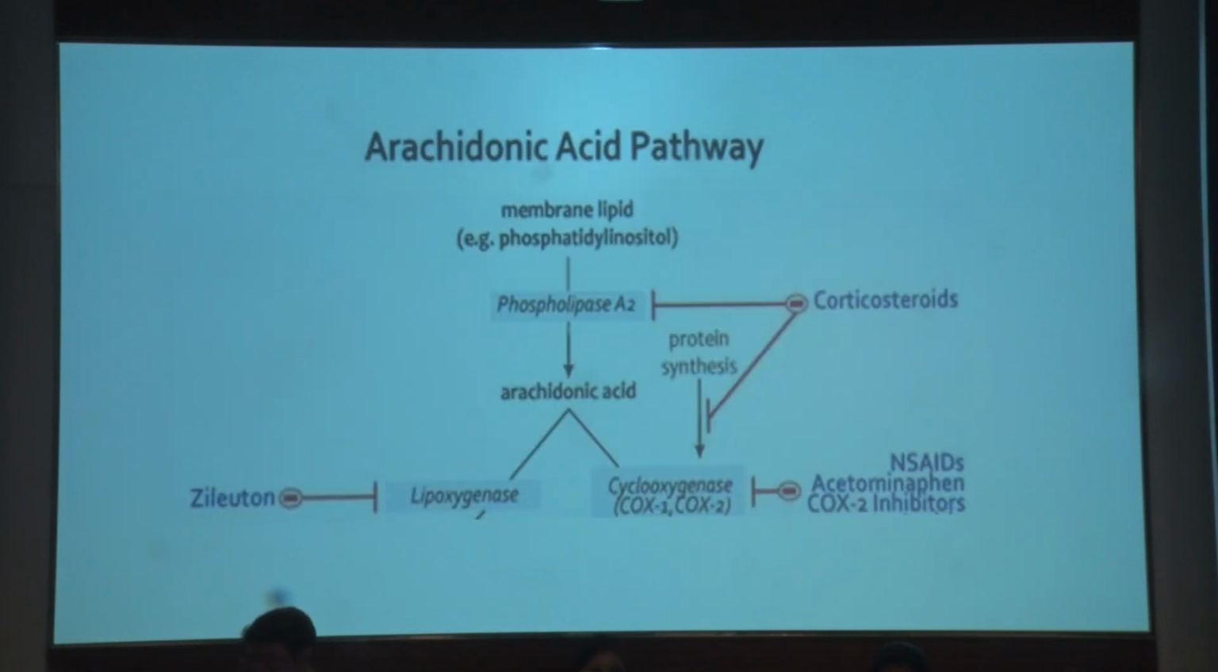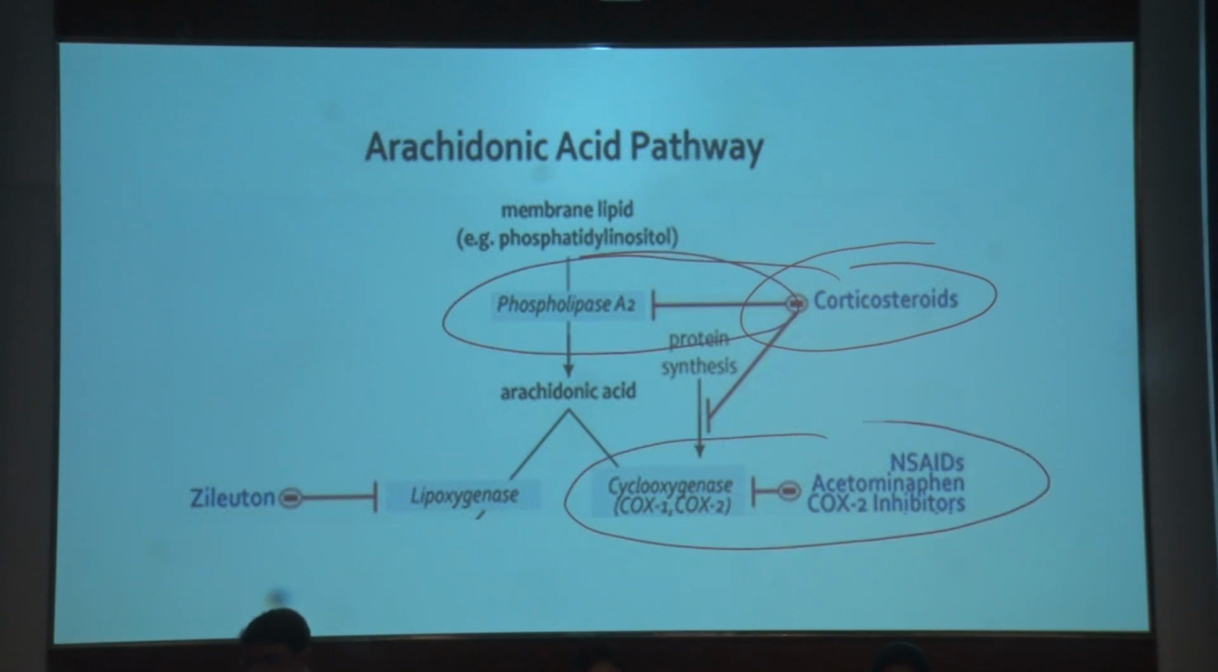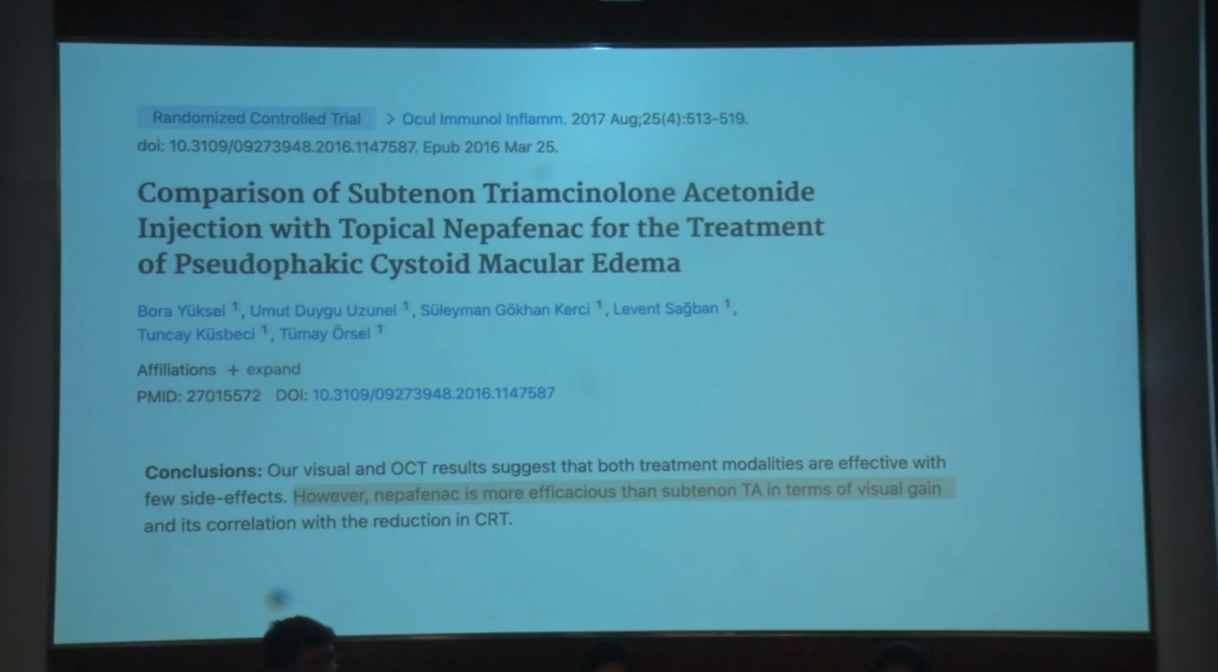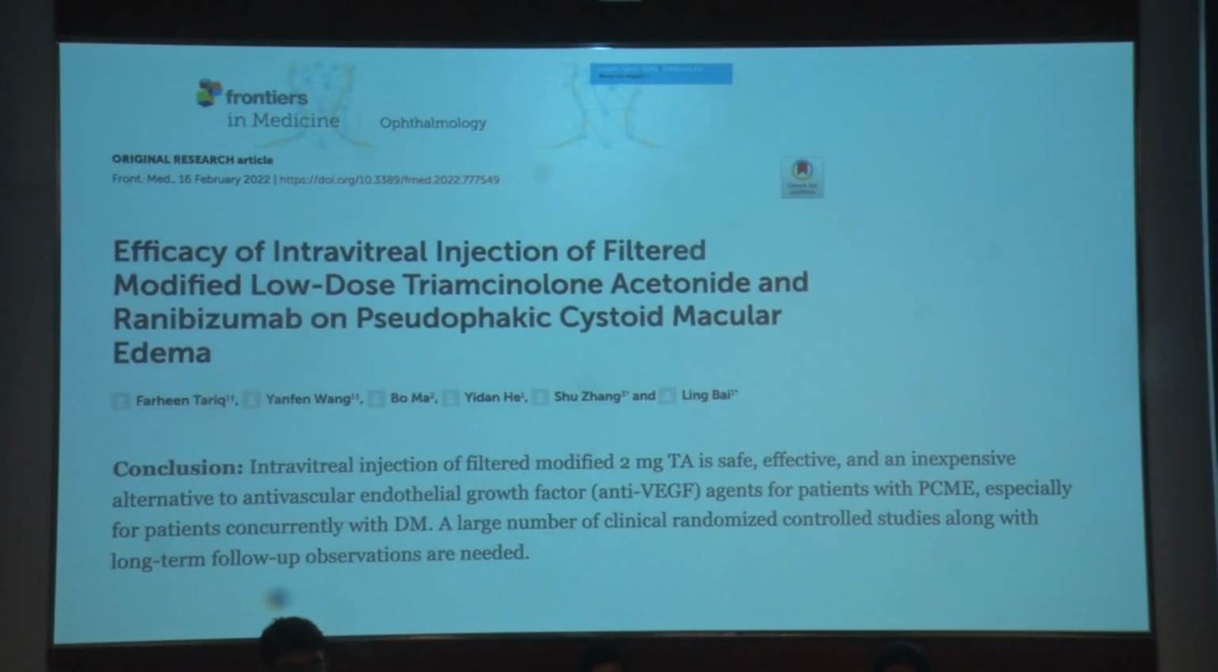The most important thing we need to know is that corticosteroid acts at the phospholipase A2 level, whereas NSAIDs act at the cyclooxygenase level, that is COX-1 and COX-2 inhibitors. So for chronic macular edema, Irvine-Gass, what I usually practice is to give a simple posterior subtenon injection if it is not responding to NSAIDs. Comparison of subtenon versus topical nepafenac treatment in PCME has shown that nepafenac in fact is slightly more efficacious. That's what a few of the studies have shown.